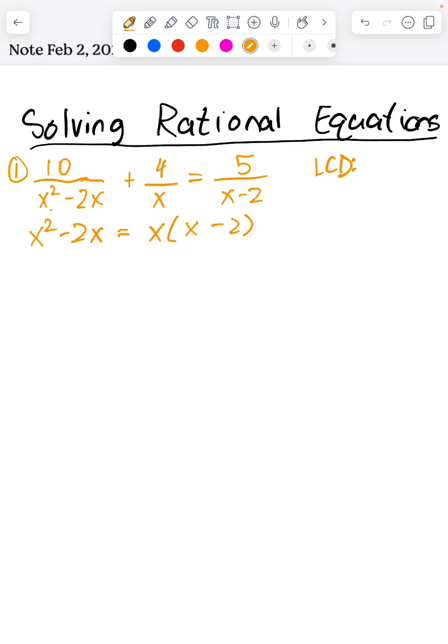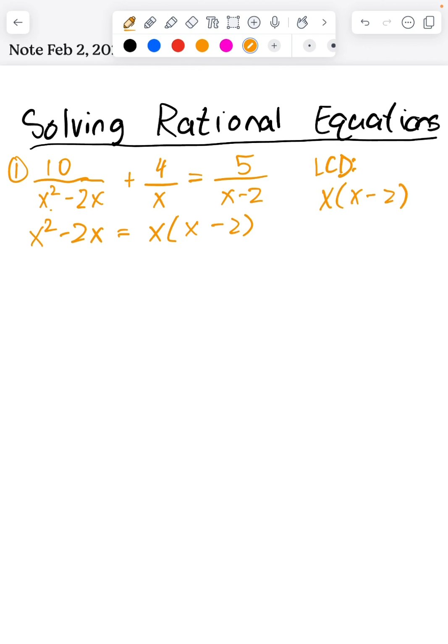A lot of these questions, when you factor something that's factorable, you'll find the LCD. This is x times x minus 2, and this is x, and this is x minus 2. So we're just multiplying this factor by this factor by this factor, and that gives us the LCD. So our LCD is x times x minus 2.